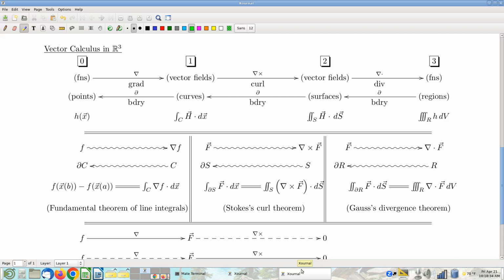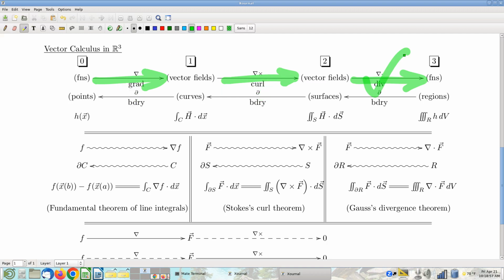I lost my train of thought. Memorizing the diagram. It looks like a lot to memorize. It's really not. You have to know the order that these operators go in. That you do have to remember. Grad, then curl, then div. That you have to memorize.